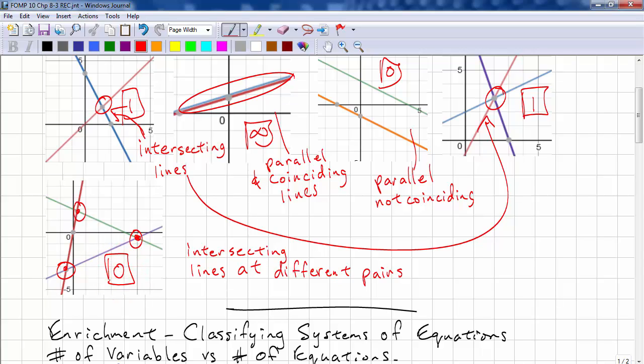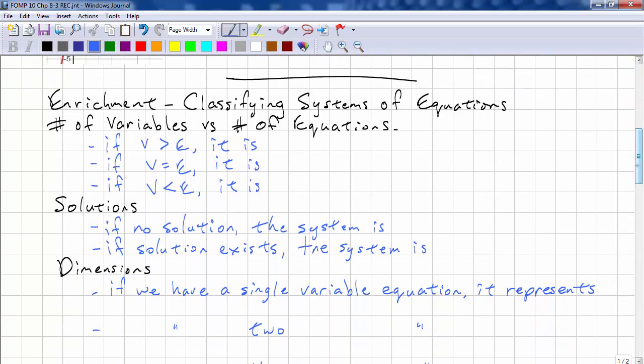So the possibilities are no solutions, one solution, or an infinite number of solutions. There are no other possibilities. And just a reminder, this is infinity, or in our case, it's infinite. So by looking at the graphs, it's fairly easy to tell.